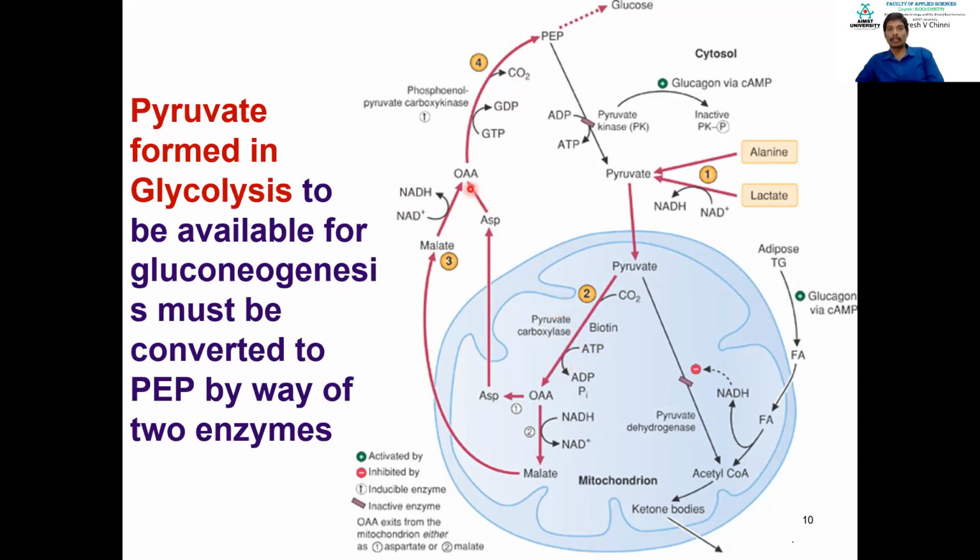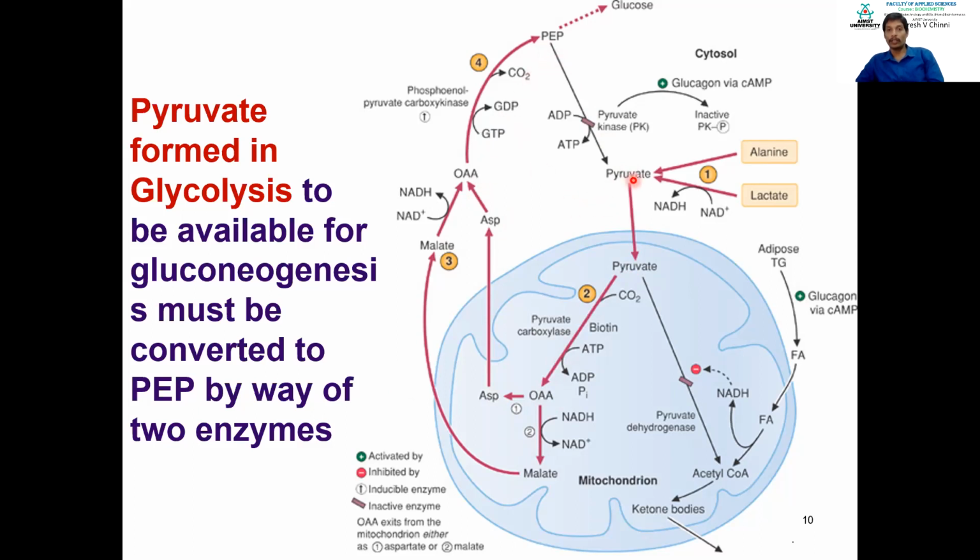Another one is oxaloacetate to phosphoenol pyruvate in the form of GTP. So pyruvate to phosphoenol pyruvate conversion needed these many steps. First it needs to enter the mitochondrial matrix, then oxaloacetate, and then aspartate, then transport aspartate to the cytoplasm, convert aspartate to oxaloacetate, and oxaloacetate to phosphoenol pyruvate.